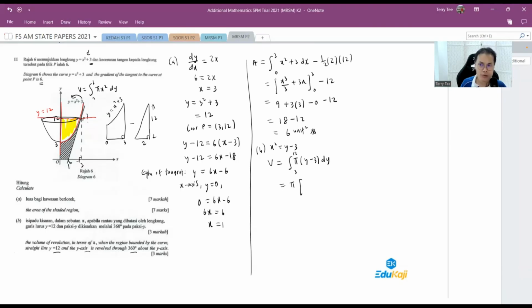Now, you can choose to integrate one by one, as in you do y squared over 2 minus 3y. If you want, you can do that. All right. I personally like to use a composite function. Now, just let me recap. How do you integrate composite function?